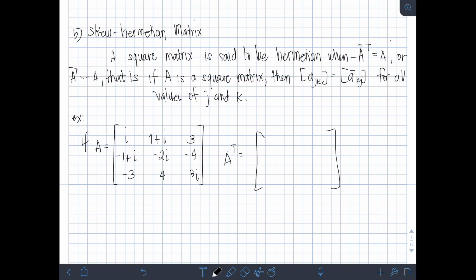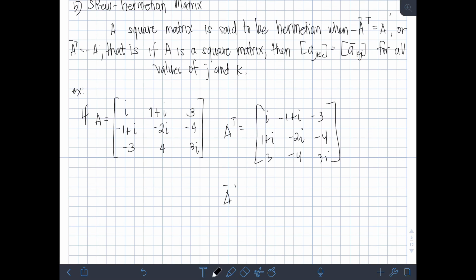So, ibabalik natin yung positions ng column sa row. So, magiging i, negative 1 plus i, negative 3, 1 plus i, negative 2i, negative 4, 3, negative 4, 3i. And then, hanapin natin yung conjugate. So, opposite signs ng may mga i. So, negative i, negative 1 minus i, negative 3 as is, 1 minus i, positive 2i, negative 4 as is, 3, negative 4 as is, negative 3i.